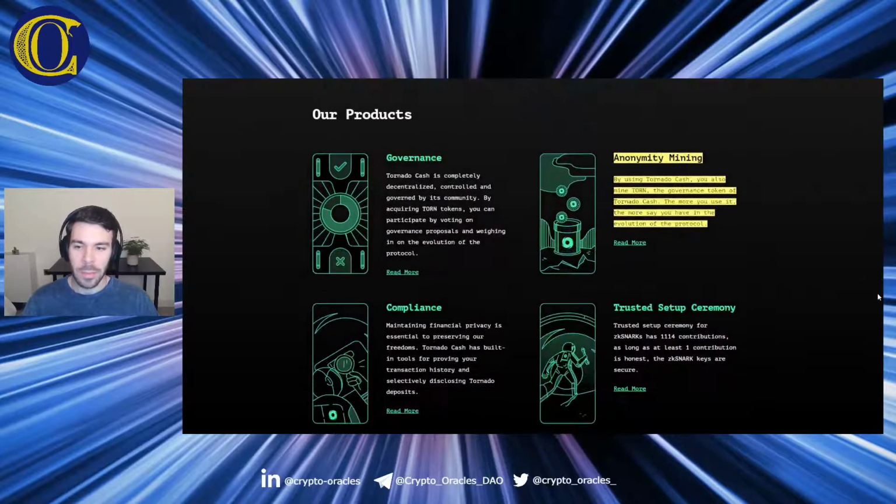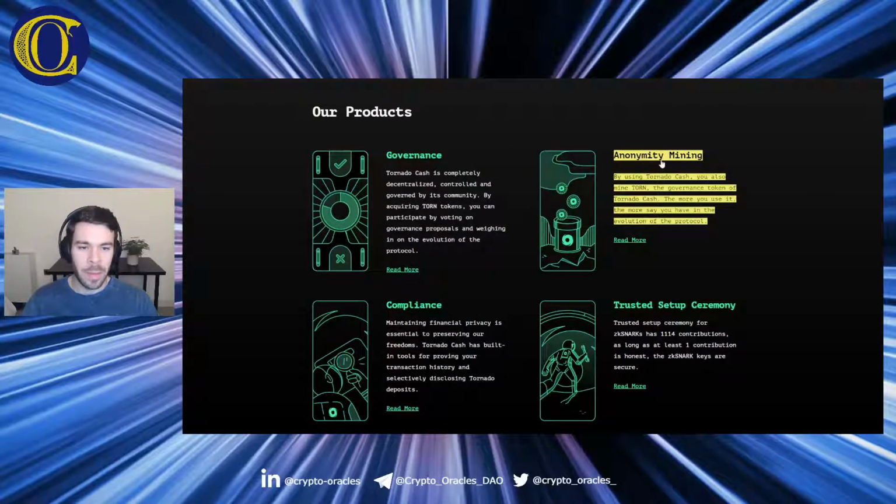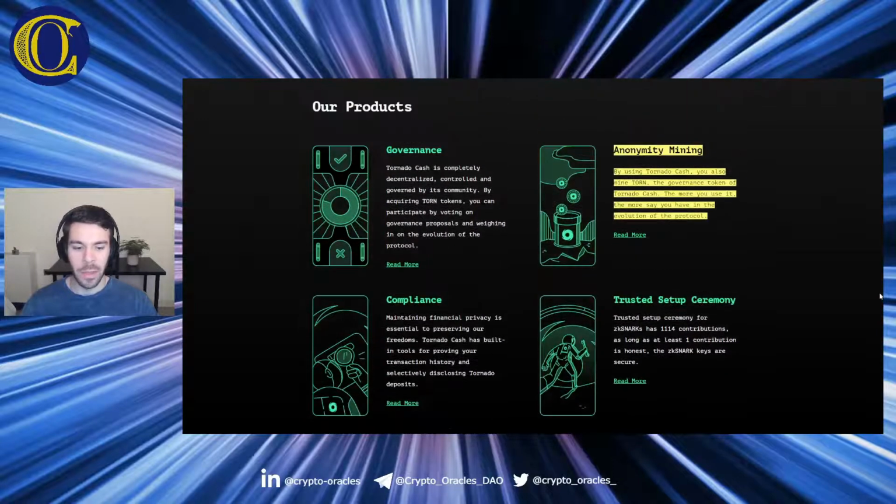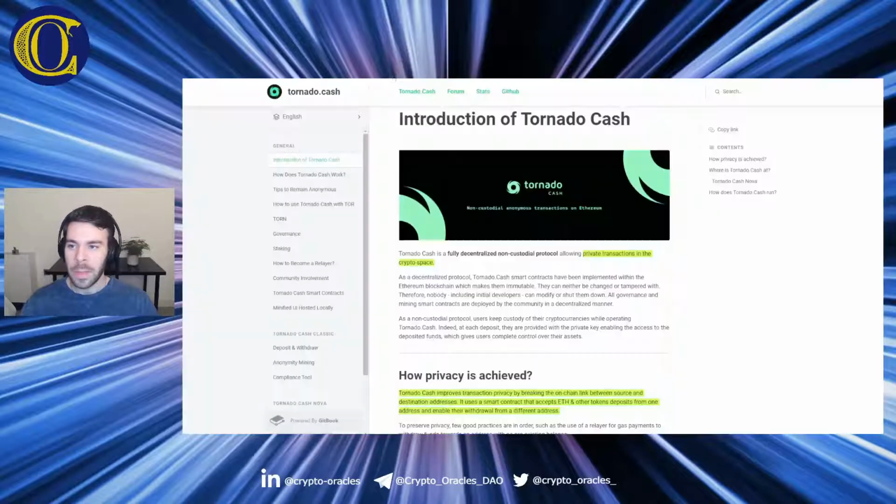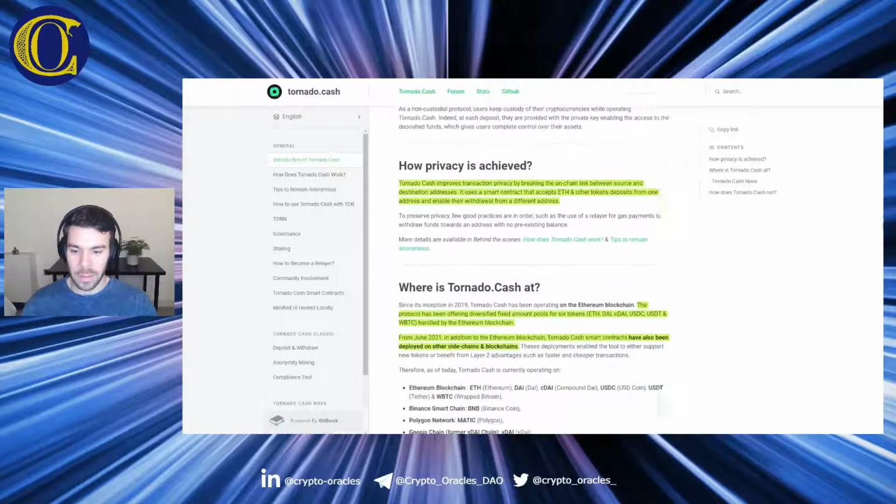It's actually quite simple. One thing that caught my eye was anonymity mining. By using Tornado Cash itself, by simply sending money or using the protocol, you also mine TORN, which is the native token and the governance token for Tornado Cash. The more you use it, the more say you have in the evolution of the protocol. Of course, this is fully decentralized and the token is used for governance as well. Right, so let me take you through the docs. There is some more information in the documentation as well.